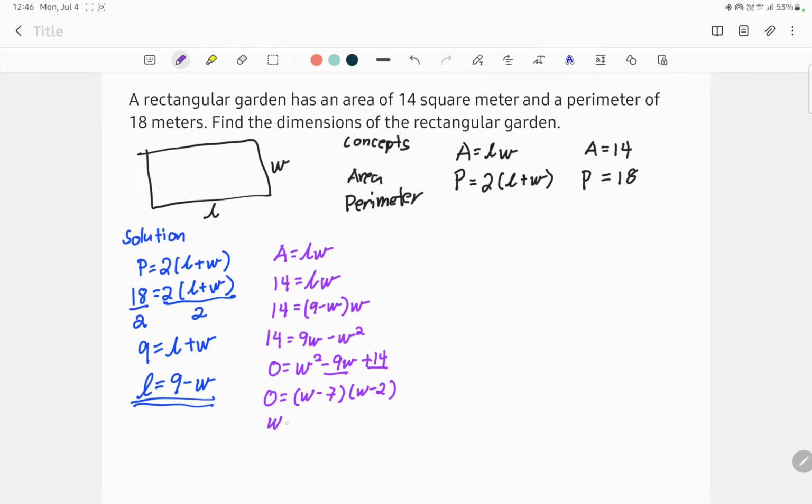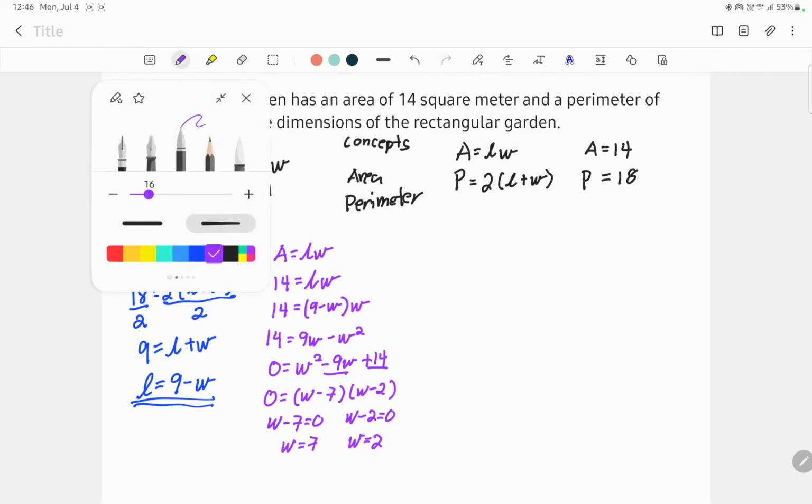Now by the zero product property, w minus 7 is equal to 0. So you have the first value of the width, which is 7. And then the other one is w minus 2 is equal to 0. So we could say that w is equal to 2. Now, in these terms, we could work that out as two quantities. However, we take the first one as a substitution. It's not defined which one is length and width. However, in context, we use length is equal to 9 minus width.